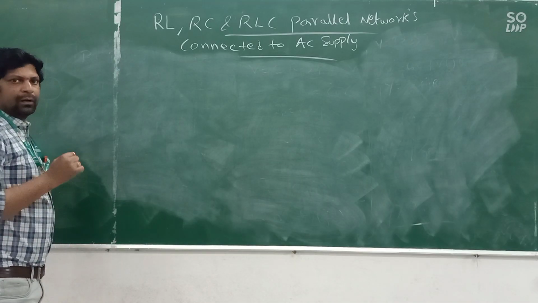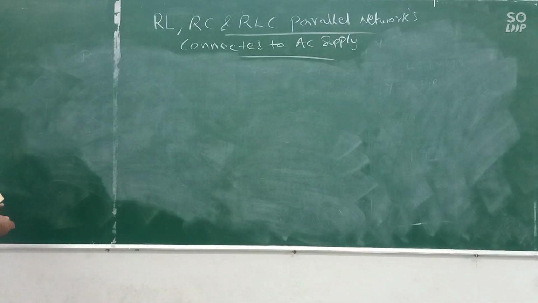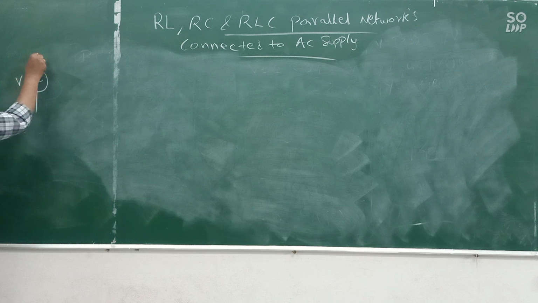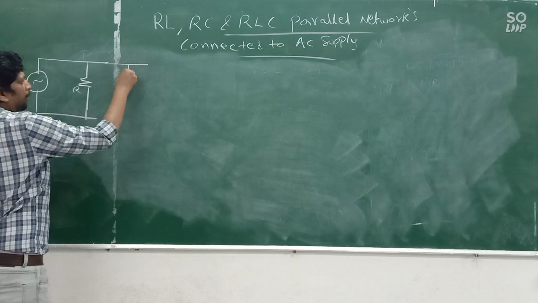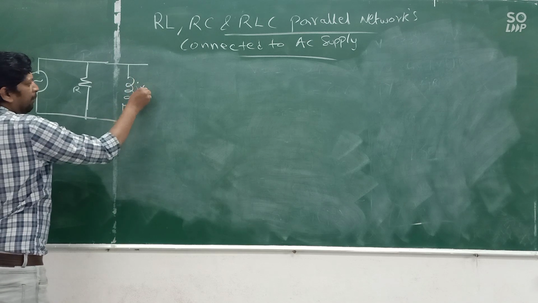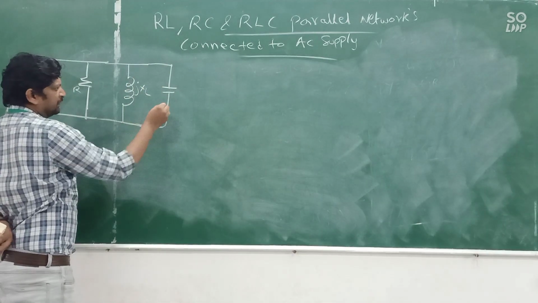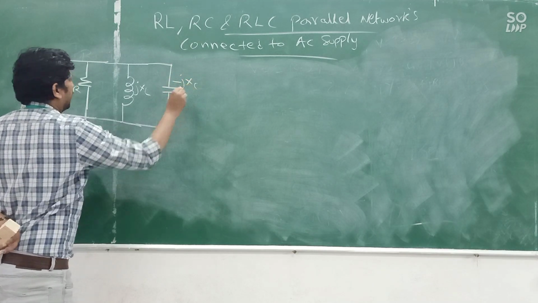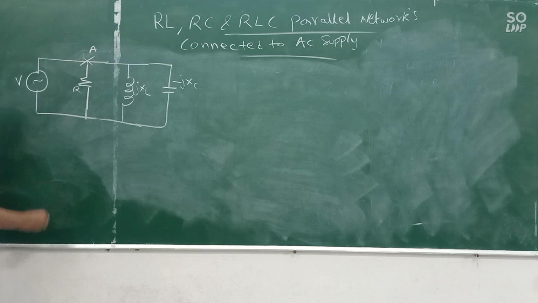Next one is RLC parameters connected in parallel with respect to an AC supply. This is my AC supply V. This is my resistor R. This is my inductive reactance JXL. This is my capacitive reactance minus JXC. So this is the junction. A point is called a junction.